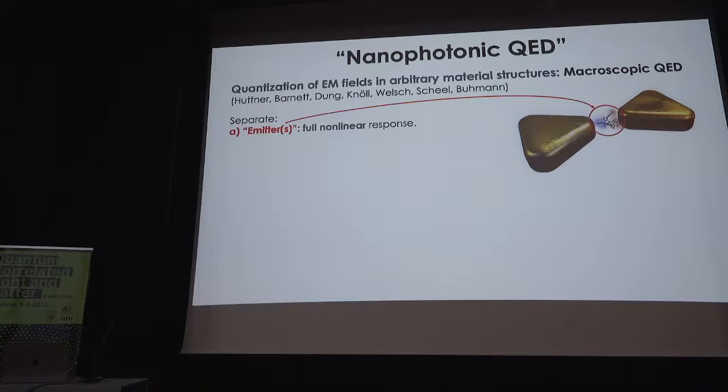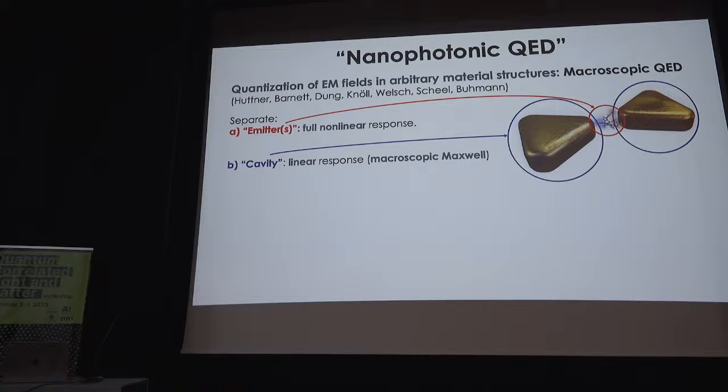The basic idea is that we take some system with emitters and we separate it into quantum structures that we treat fully with the full nonlinear response. At least we could treat it as a two-level system. And then we take the cavity structure, which we approximate within linear response. And it turns out that within this approximation we can quantize the electromagnetic field in any system.